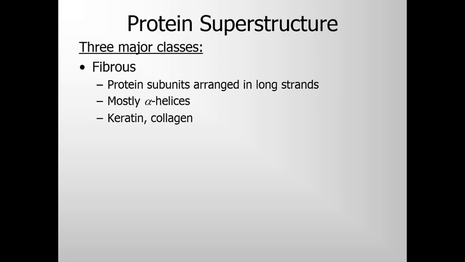The first class is called fibrous proteins. These are protein subunits arranged in long strands, mostly alpha helices. Examples include keratin and collagen.